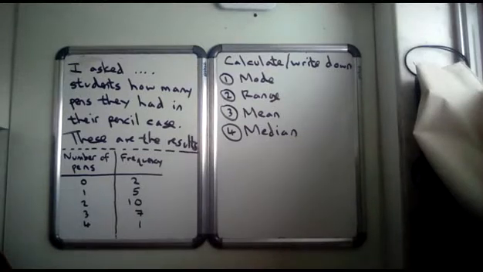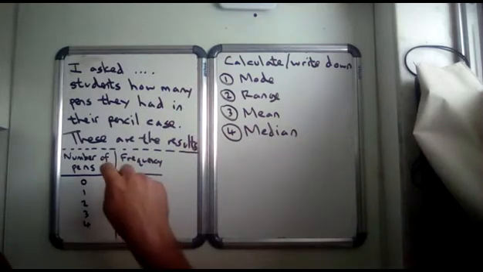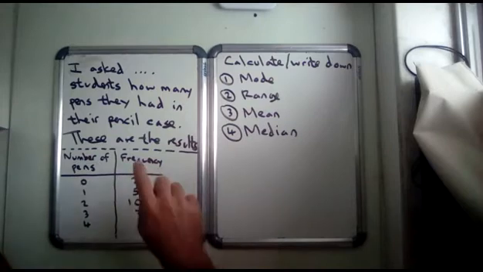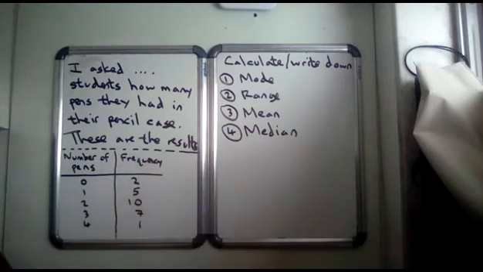Right, in this video we're going to calculate mean, range, mode and median from data that's presented in a frequency table, in this case discrete data. So I asked students how many pens they had in their pencil case. These are the results. The number of pens, frequency. This frequency could quite easily say number of people, which would mean exactly the same thing.